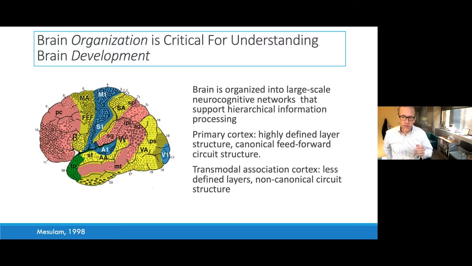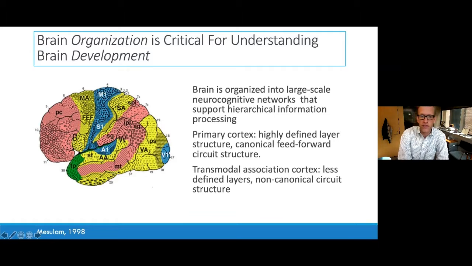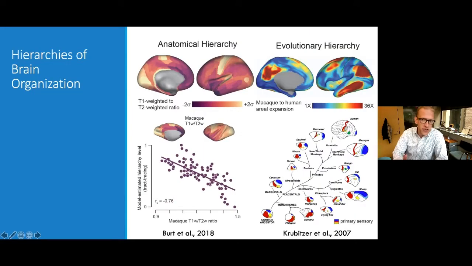One incredibly useful frame of reference goes back to now classic work by Marcel Mesulam, who described cortical organization according to its local anatomy and circuit properties. Mesulam showed that the brain is organized into large-scale neurocognitive networks that support hierarchical information processing. This goes from primary cortex here in blue, which has a highly defined layer structure and canonical feed-forward circuits, all the way up to transmodal association cortex here in pink, with less defined layers and non-canonical circuits. Since Mesulam's work, imaging technologies have advanced dramatically and allowed us to understand the anatomical hierarchy in unprecedented detail with things like cortical myelination and other measures.